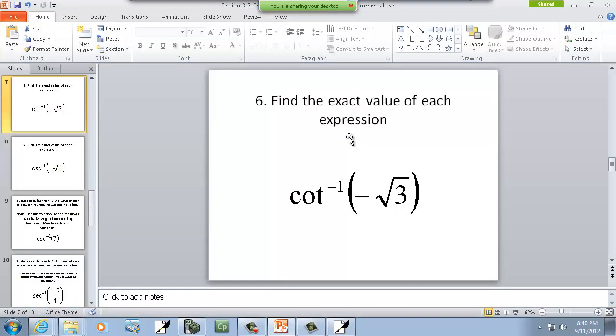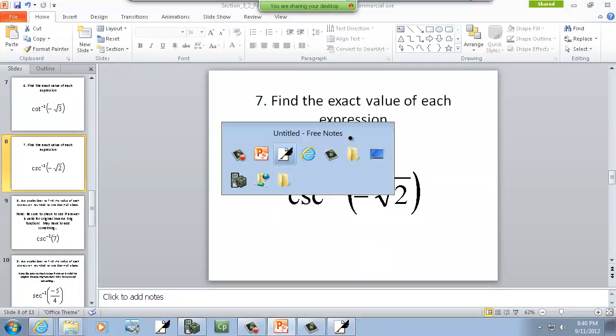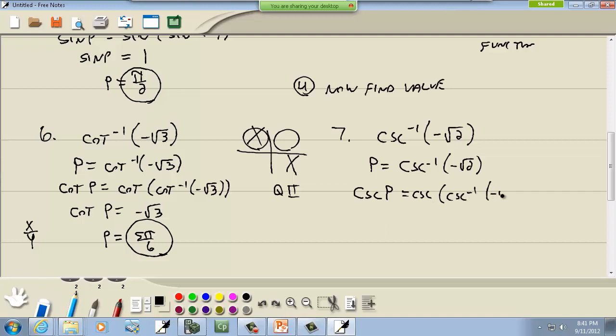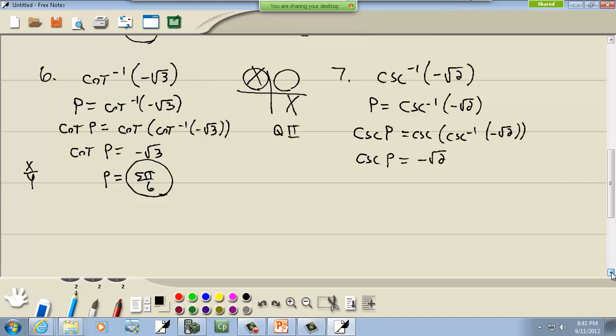Okay, let's look at our next problem. We got cosecant of inverse cosecant of negative square root of 2. Now again, we set that equal to a variable, like that, and take cosecant of both sides. So cosecant p is equal to cosecant of inverse cosecant of negative square root of 2. So we get cosecant p is equal to negative square root of 2.